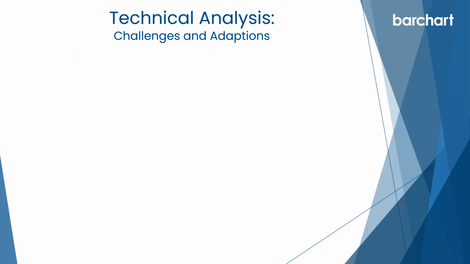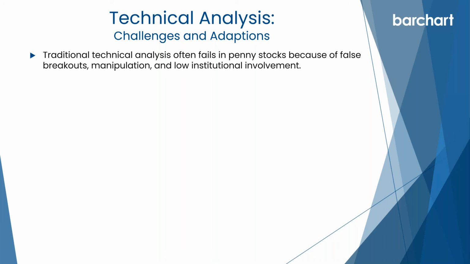Technical analysis, our challenges and our adaptations. So we talked about how traditional technical analysis often fails us for several reasons. The main reason is the extreme volatility: markets can be overbought or oversold for longer periods of time, or these larger percentages can blow out some of these more traditional technical analysis.